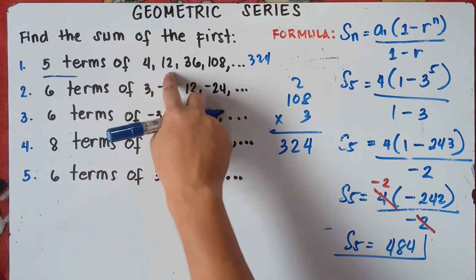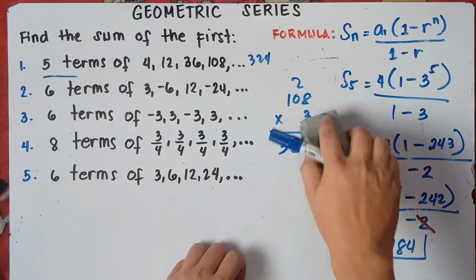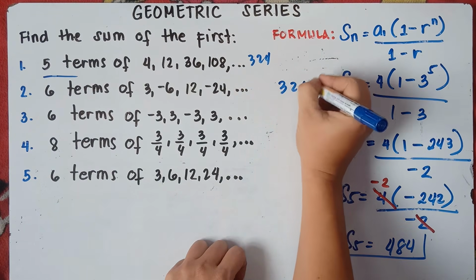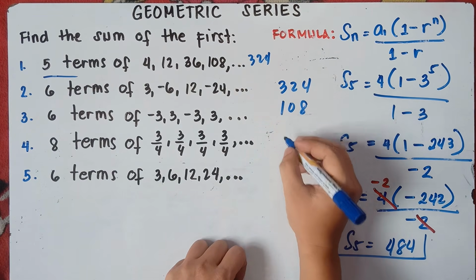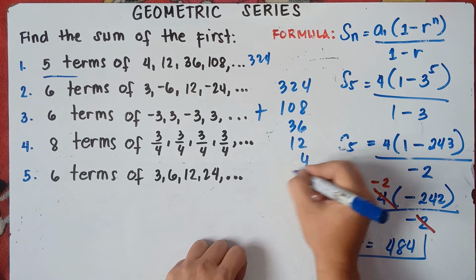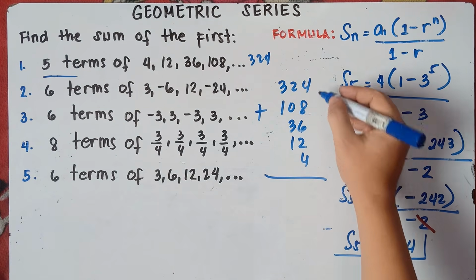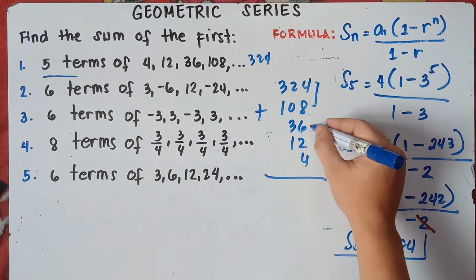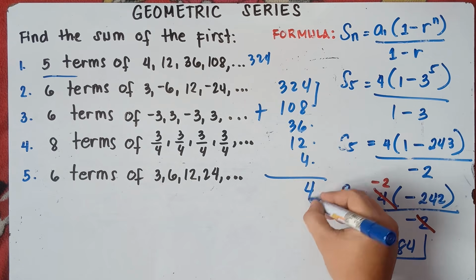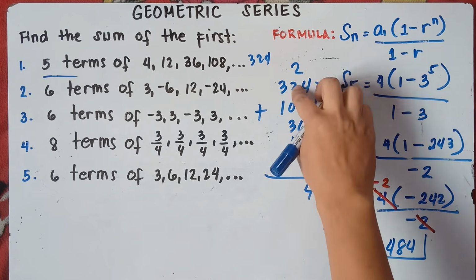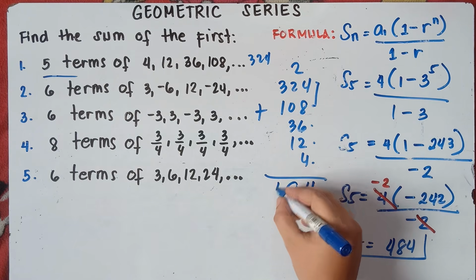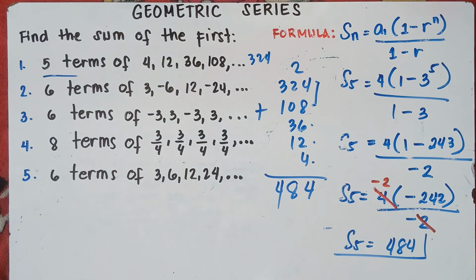Since this is 5 terms, so 1, 2, 3, 4, 5. So let's add this up to check if we really get 484. So 324 plus 108 plus 36, plus 12, then plus 4. Alright, so let's add this up. 4 plus 8 is 12, plus 6 is 18, plus 2 is 20, plus 4 is 24. 4 carry 2. Then 2 plus 2 is 4, plus 3 is 7, plus 1 is 8. 3 plus 1 is 4. 484, class. So you get the same answer, right?